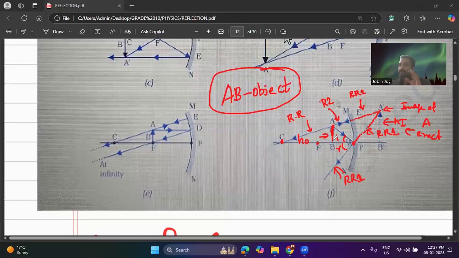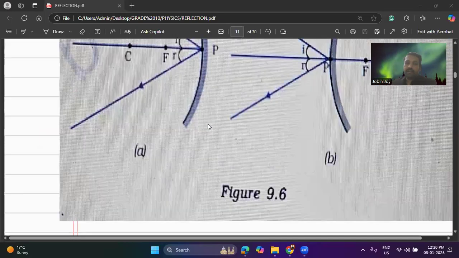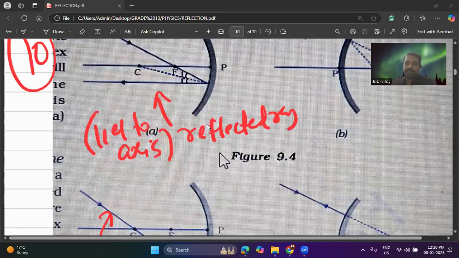Okay, so what are the characteristics of this? If the object is in between focal point and P, the image will be behind the concave mirror, and the size of the image is more, and the image is virtual, not real. Okay, so these are the different cases of object and image formations in concave mirror. So I will show you one table. Whatever we discussed, it is mentioned here in this table.